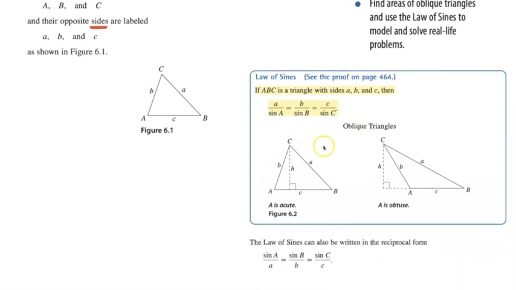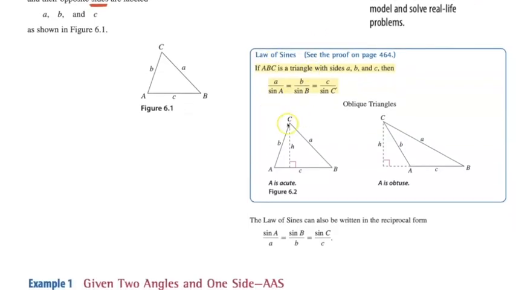If we have an oblique triangle, a non-right angle triangle, we can solve it using the Law of Sines this way. It's the proportions. You can put a over sine of A, that equals b over sine of B, which equals c over sine of C. It also works if you flip it around: sine of A over a equals sine of B over b, and so on. That's one method we have to solve triangles that don't have right angles.